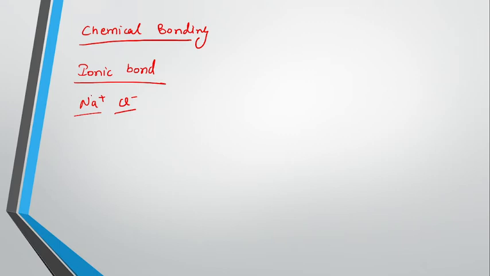Okay, so in this case, one of the atoms will donate 2 electrons to the other atom, and the electrons will move around both the atoms. So one is donor, one is acceptor.